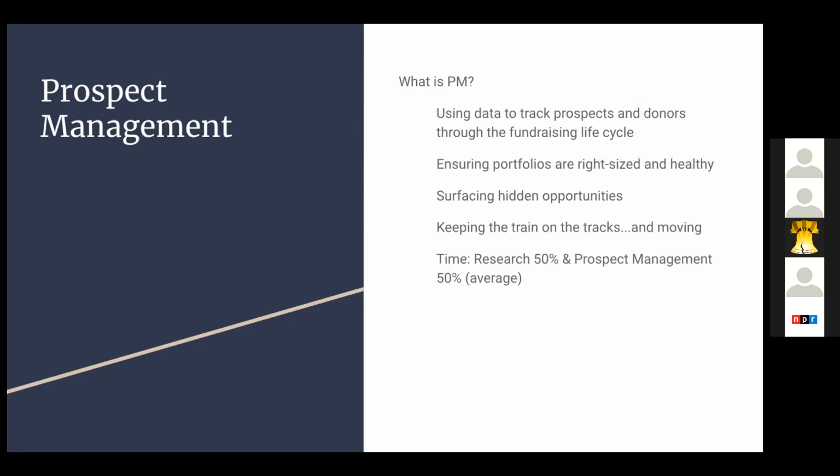I would say that my time is 50% research and 50% prospect management. And that might be kind of surprising, but there's so much overlap, right? It's all prospects. And I think one without the other, you're missing a piece. You're missing kind of an arm on the torso if you don't have both, or aren't at least thinking about both.